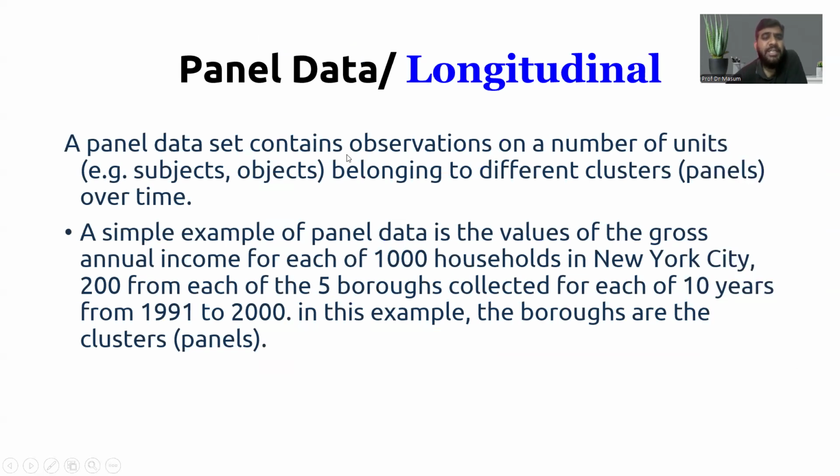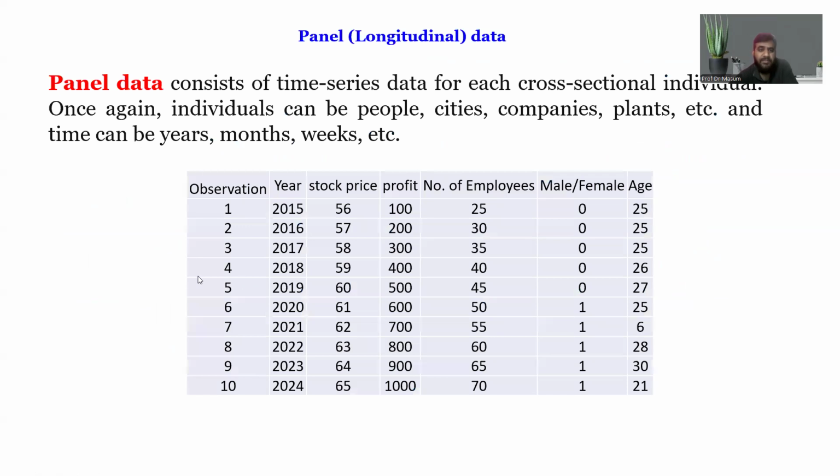A panel data set contains observations on a number of units belonging to different clusters over time. That means not a point in time, but over time, for many years. A simple example of panel data is given here. It is different companies, different years, and different dimensions: stock price, profit of the company, number of employees of the company, male or female, age of the employees. Are you getting?